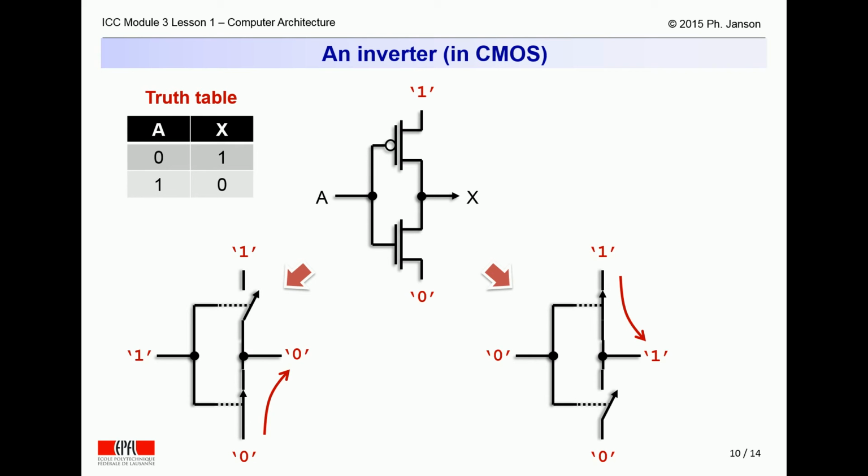Any such logical circuit can always be described in pure logic terms by its so-called truth table, which specifies which output is yielded for every input. The truth table of this NOT function clearly states that X is always the logic negation of A.